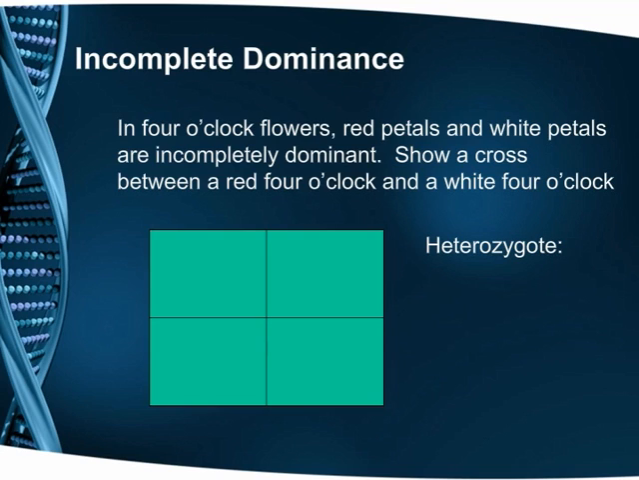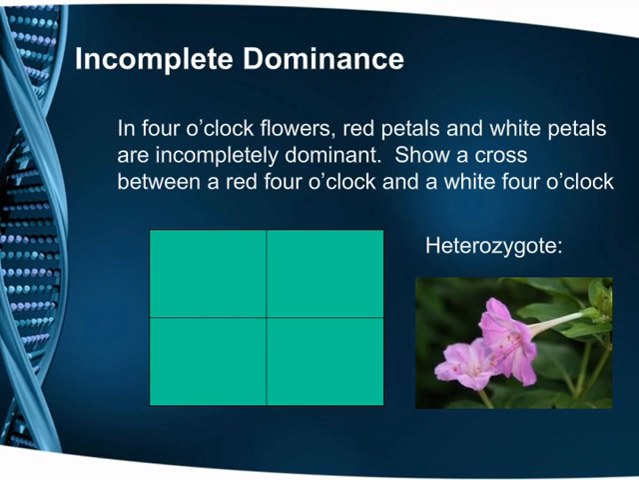So parent 1 is going to be big R. Parent 2 is going to be big R prime. All of the offspring are going to be big R prime. So fill in the Punnett square as indicated. Under the section for heterozygote, you need to indicate that all of the heterozygous flowers will be pink.